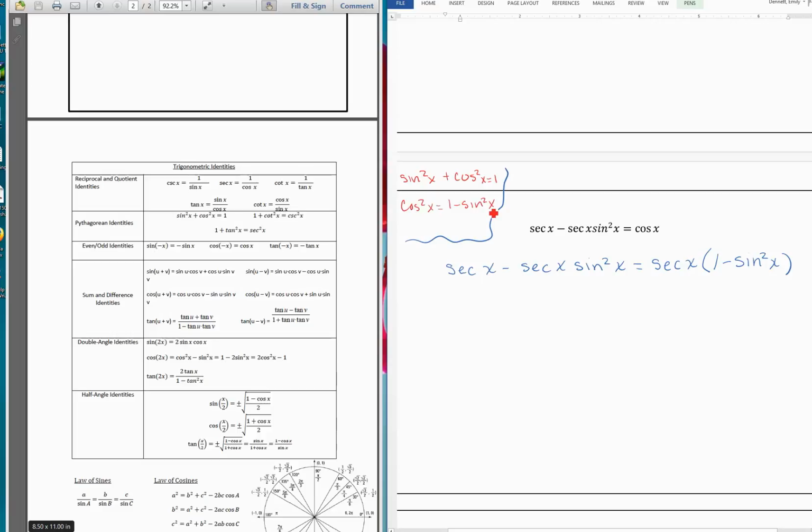You're allowed to take the identities we have, and if you need to move something to the other side, you can. So now, here we have this 1 minus sine squared of x, and we see that that's equal to cosine squared of x. So we're going to use that, and here we would have secant of x times cosine squared of x. Now we're going to use the fact that secant of x is equal to 1 over cosine of x.